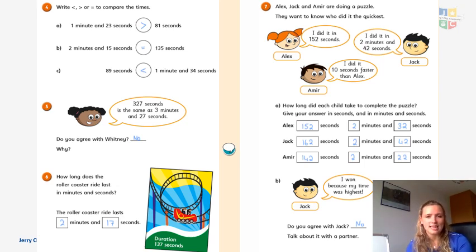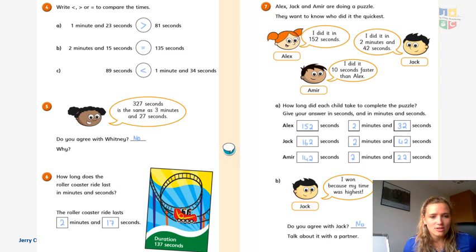So do you agree with Whitney for number 5? 327 seconds is the same as 3 minutes and 27 seconds. The answer is no. If you spotted, she was thinking that there were 100 seconds in a minute. However, there are 60 seconds in a minute. So for the actual answer, we should have counted up 60, 120, 180, 240, 300. So I would have 5 whole minutes and 27 seconds remaining, not 3 minutes and 27 seconds.